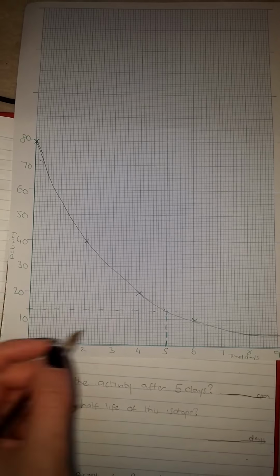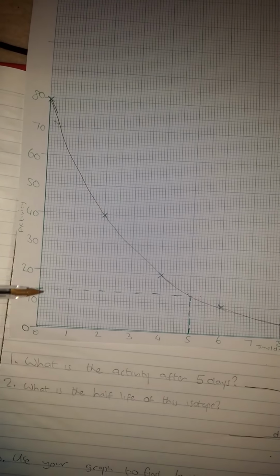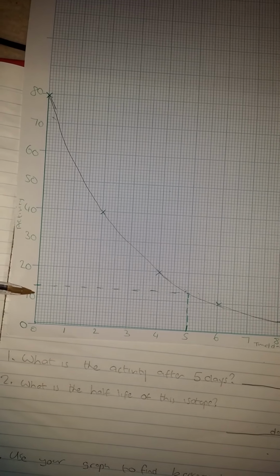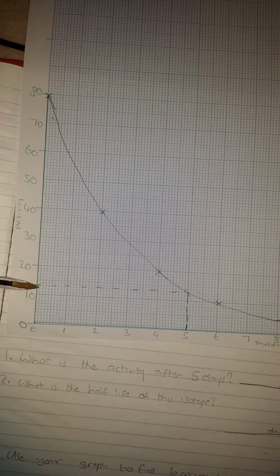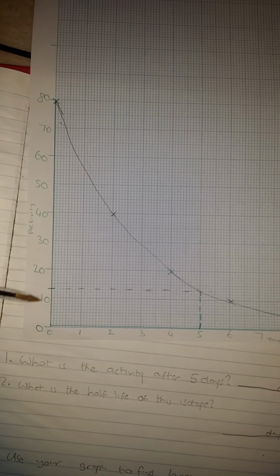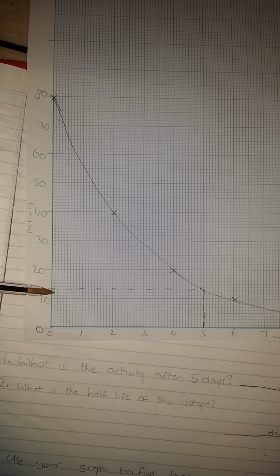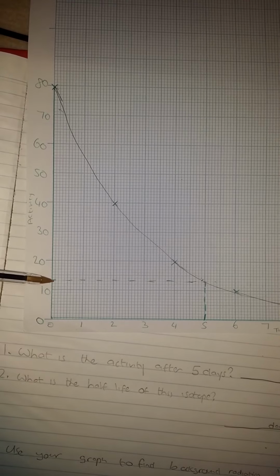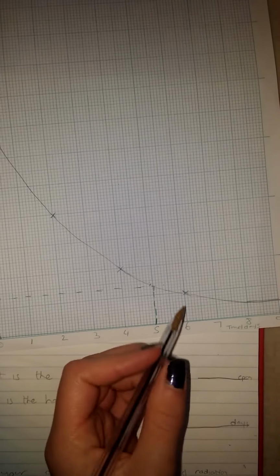Now you have to work out your scaling here. I've been very lucky that each little square represents 1, because there's 10 squares in between 10 and 20. So that's 3 squares up, so my activity must be 13.